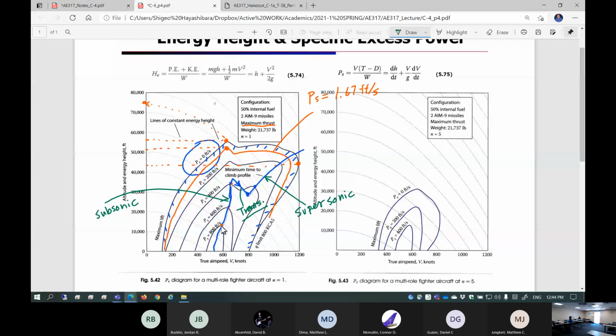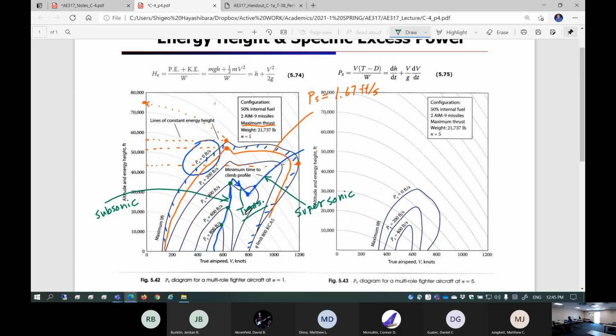If you fly through the peak points, it is always indicating this point, that point, this point. Those are the maximum rate of climb points, because that's the specific excess power peak point for each altitude. Anyways, you can read off lots of information out of this plot.